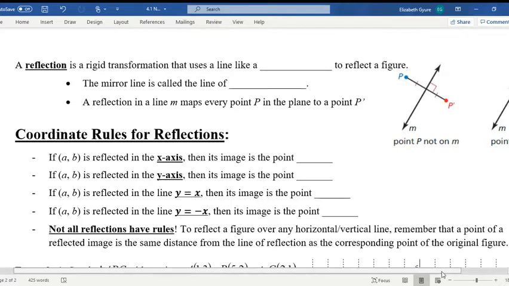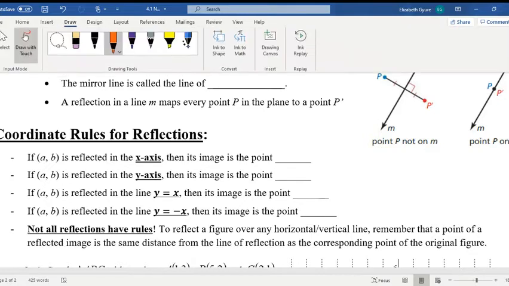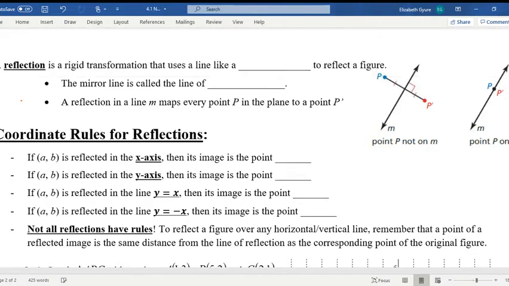Reflections. Something you're going to see a lot with this is the term rigid transformation. What that means is that your shape isn't actually changing. Your actual shape is staying the same. It's just moving to somewhere else in your coordinate graph. So if you see that and don't know what it means, that's what that means. So a reflection is a rigid transformation that uses a line like a mirror to reflect a figure. The mirror line is called the line of reflection.